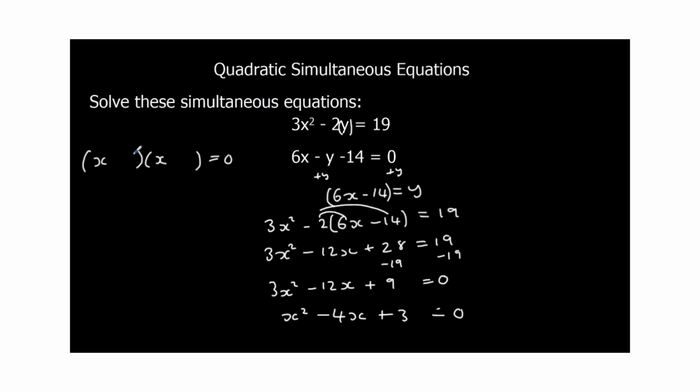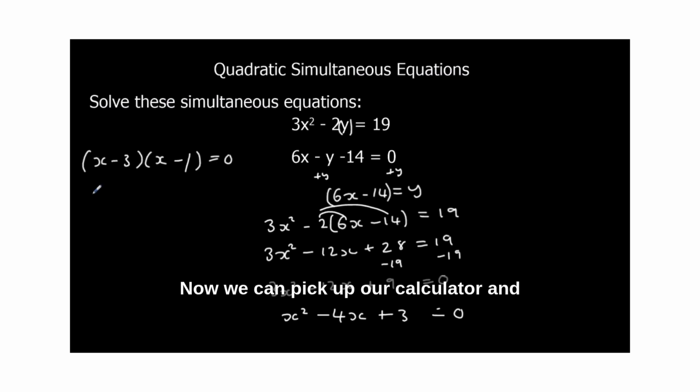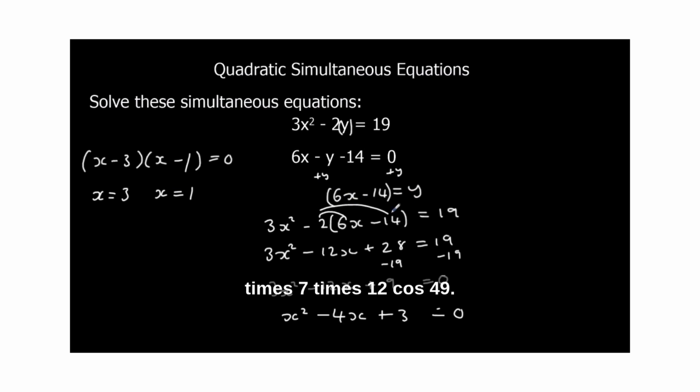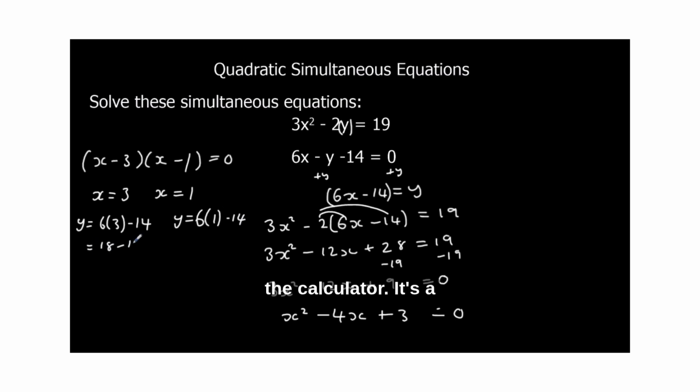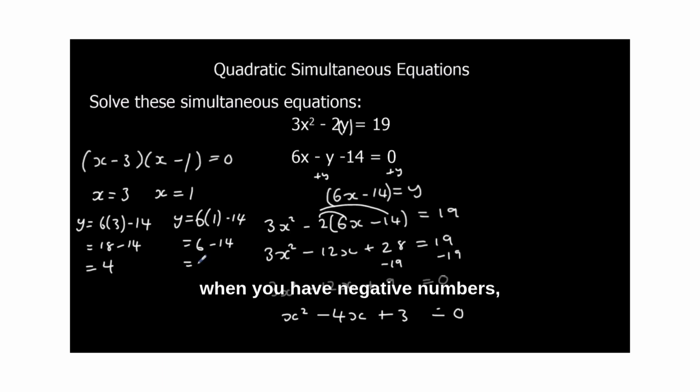3 and 1 are the only factors of 3. I need to make minus 4, so minus 3 minus 1. So x is equal to 3, or x is equal to 1. Now to find the y values, I'm going to substitute them in to here. So y is 6 3's minus 14, or y is equal to 6 1's minus 14. So 18 minus 14 is 4, and 6 minus 14 is minus 8. So we've got 3 and 4, and 1 and minus 8.